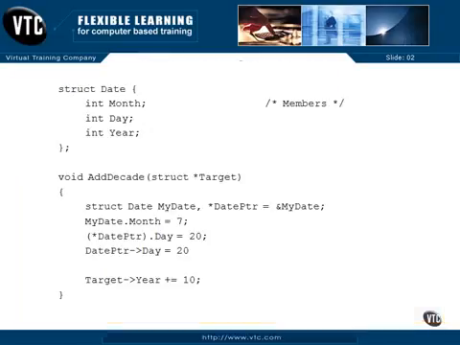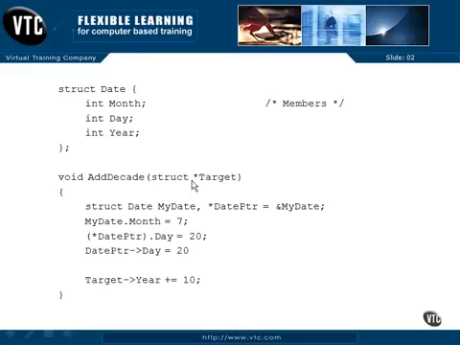Here's just a little bit of code to illustrate some of this. Here we have our structure date, and we have our month, day, and year in it, just like before. This is just a declaration. We're not defining any actual variables in here, just our structure declaration to give us date. Here's our add decade function again. This one does not return anything, doesn't have to, because it takes in a structure pointer.